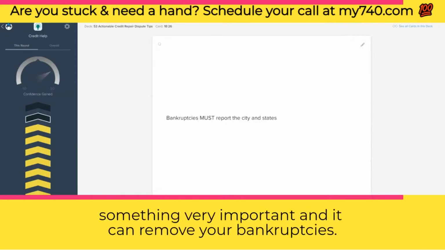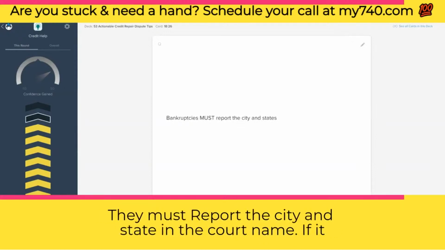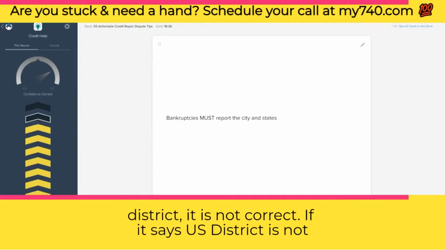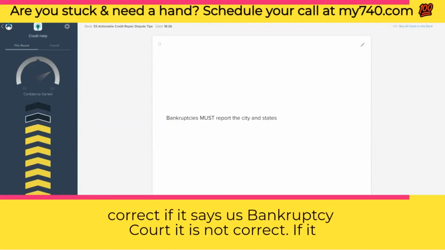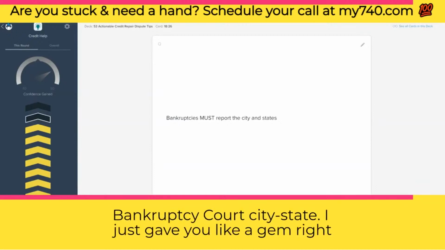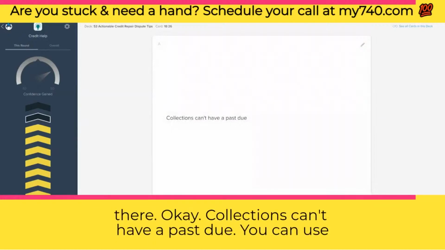Here's something very important, and it can remove your bankruptcies. They must report the city and state in the court name. If it says federal, that is not correct. If it says federal district, it is not correct. If it says U.S. dist, it is not correct. If it says U.S. bankruptcy court, it is not correct. If it says U.S. BKRPT, that is not correct. It must say U.S. bankruptcy court, city, state. I just gave you like a gem right there, okay?